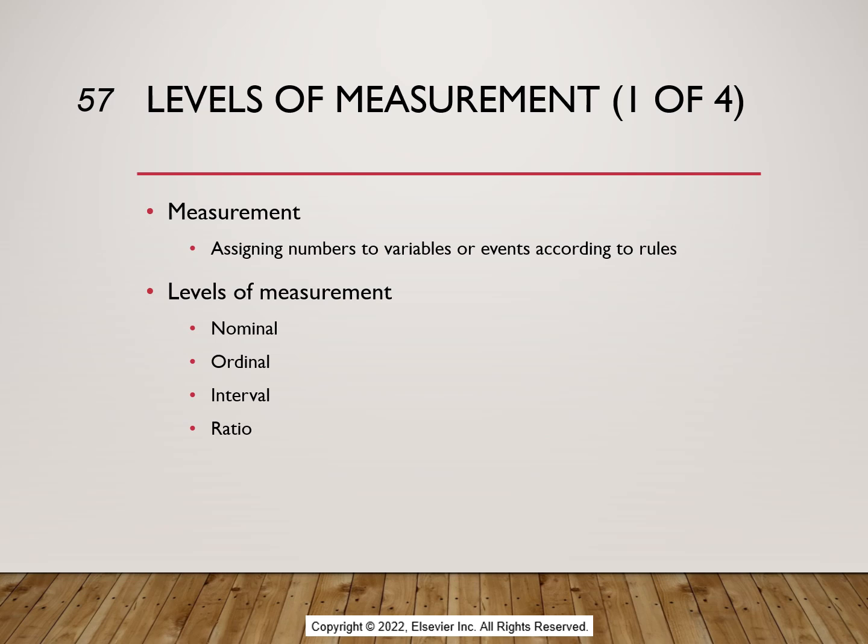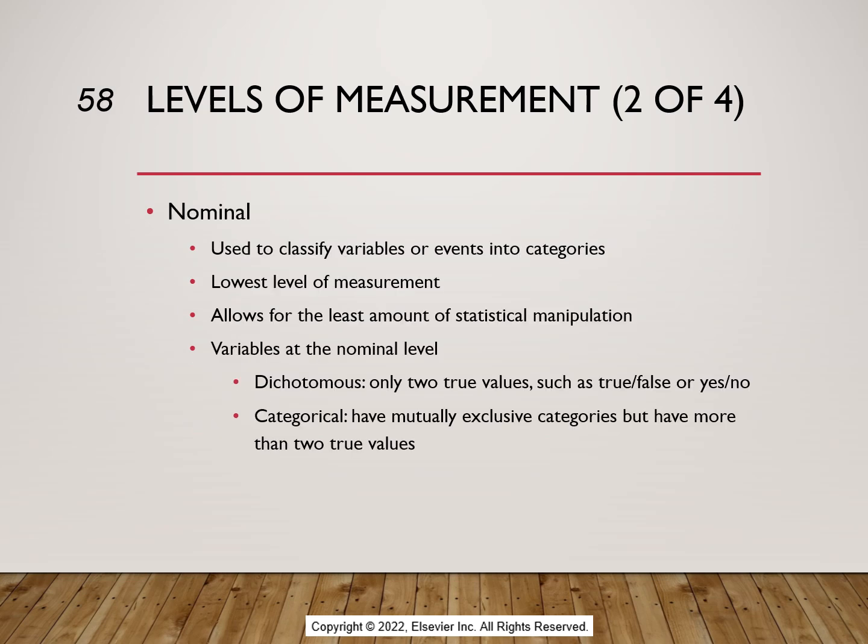You also should be aware of the level of measurement, and you can read those 4 different levels of measurement on the slide. Nominal data is used to classify variables or events into categories. It's the lowest level of measurement, and it allows for the least amount of statistical manipulation. Usually it's just dichotomous, only using 2 values like true or false, yes or no, male or female. Or it could be categorical that have mutually exclusive categories.